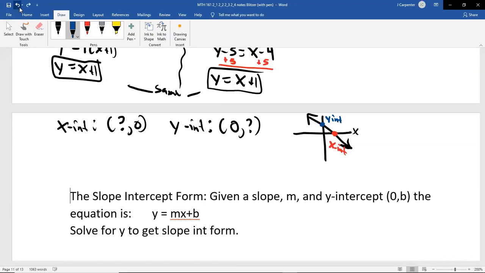So x-intercepts always have a y-coordinate of 0 because the height has to be 0. Y-intercepts always have an x value that's 0 because the left or right positioning has to be 0. This is something that people get backwards a lot initially. They think an x-intercept should be 0, comma something, and a y-intercept should be something, comma 0. The 0 is opposite the name, though. That's the takeaway here. The 0 is opposite the name. In other words, x-intercept has a y value of 0, y-intercept has an x value of 0.